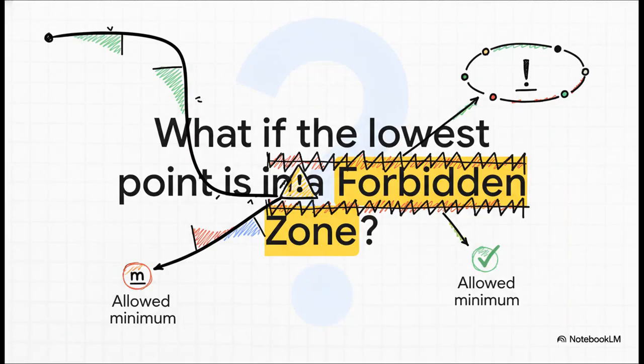I mean, what do you do when the perfect answer, the absolute minimum, is in a place you just can't go? This is the whole game of constrained optimization. It's not just about finding the best solution, it's about finding the best possible solution when you're stuck playing by a certain set of rules.